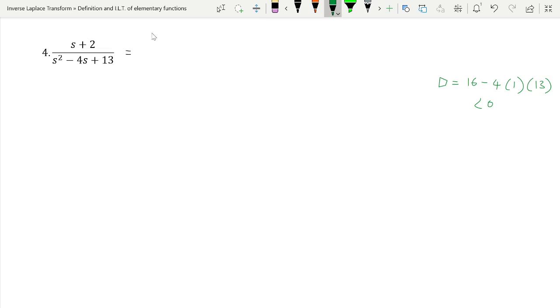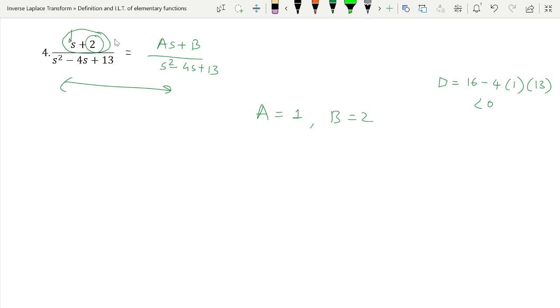So therefore naturally one may think of a partial fraction of the type A s plus B upon s square minus 4s plus 13. Now this is also not going to work, because our numerator is already of that form. Even if you try to solve this problem by the partial fraction method, you will get the value of A to be 1 and the value of B to be 2, because the coefficient of s over here is 1 and the constant term is 2. That's all. So you will get nothing by partial fractions.